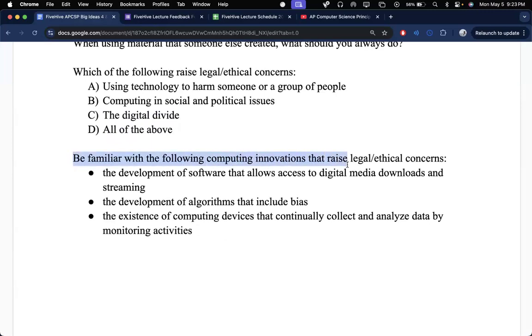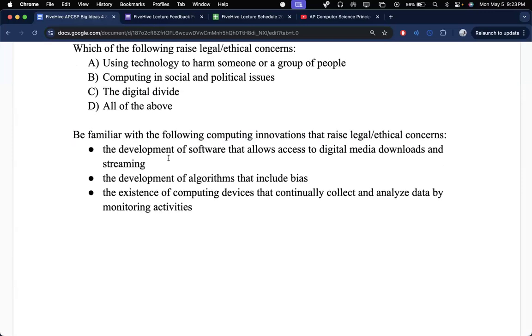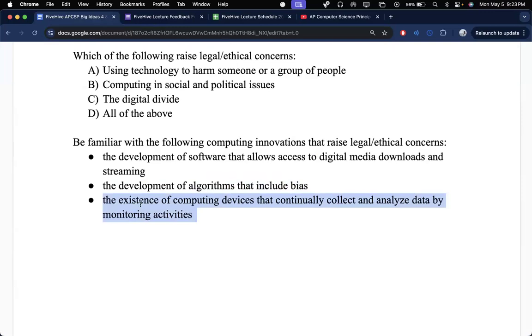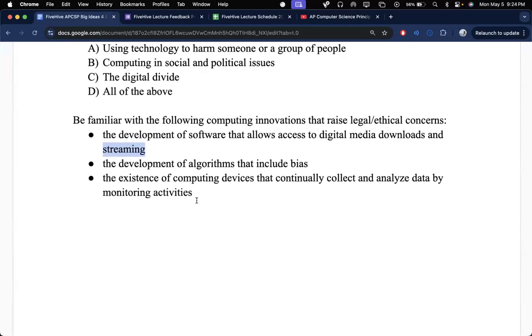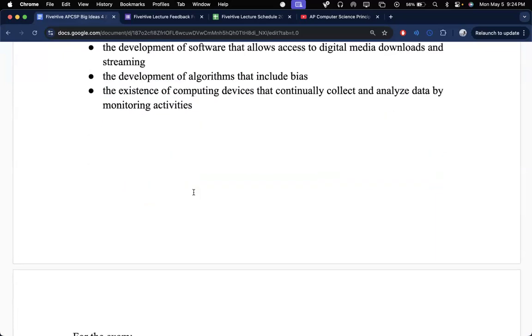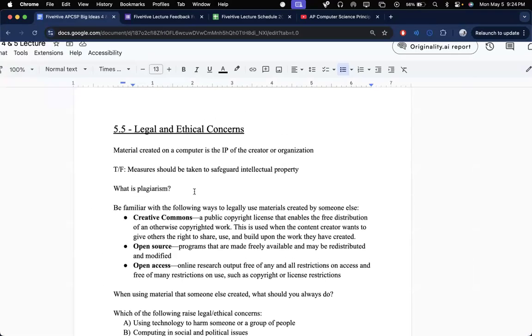So we want to be familiar with the following computing innovations that raise legal and ethical concerns. The development of software that allows access to digital media downloads and streaming, the development of algorithms that include bias, the existence of computing devices that continually collect and analyze data by monitoring activities, right? So for example, if we're video streaming 24/7, that could be a privacy concern. There's a lot of privacy things going on here. That will come up a little more on the next subunit as well, but these are all things to be considering. So any questions so far with 5.5?